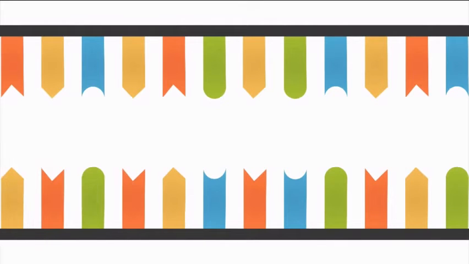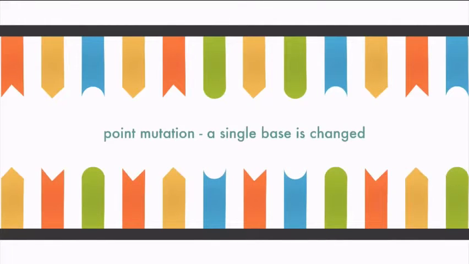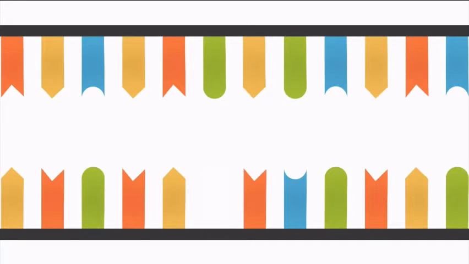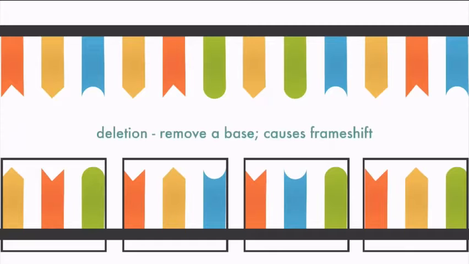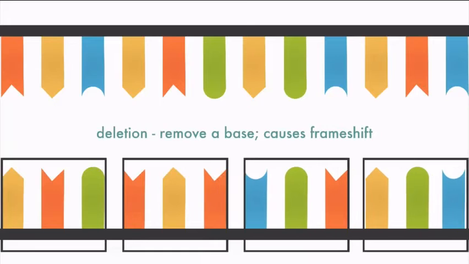DNA rarely makes mistakes, but it can happen. A point mutation changes a single base. This can change the whole amino acid, or depending on its position, could go unnoticed. Other mutations can be more damaging. A deletion removes a base, but also causes a frame shift, which changes every amino acid after the mutation. Originally, the codons would be formed in this pattern. But after the deletion, the amino acid sequence will change because the bases shift by 1. The resulting protein will likely be non-functional.